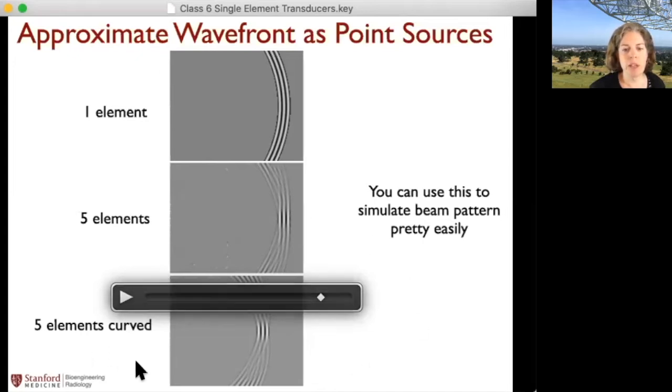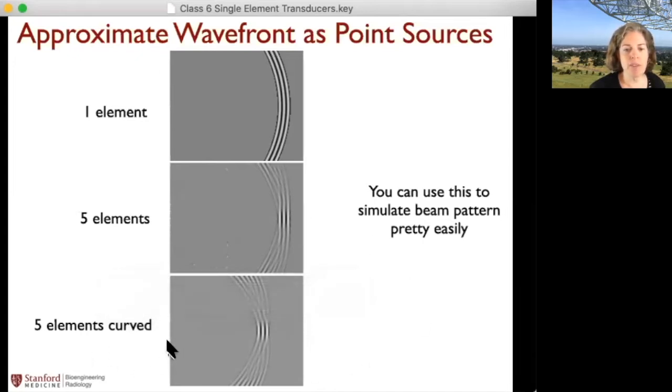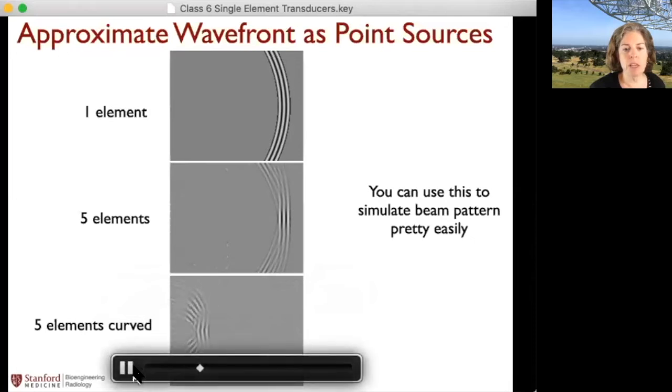Then down here is the next thing, again those 5 elements, but what we're going to simulate here is as if they're curved. Playing that back again, you can see there's a little bit of curvature to the wavefront as the wavefront comes out there.